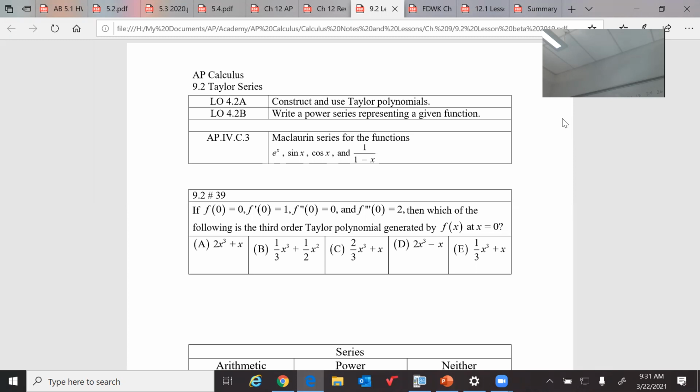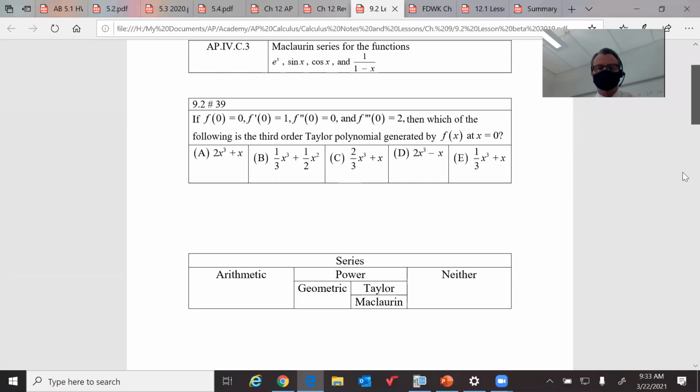Okay? So we're telling you the value of the function, the first derivative, the second derivative, and the third derivative. What does that polynomial look like? So we'll pause this. Okay, so that's 60 seconds.